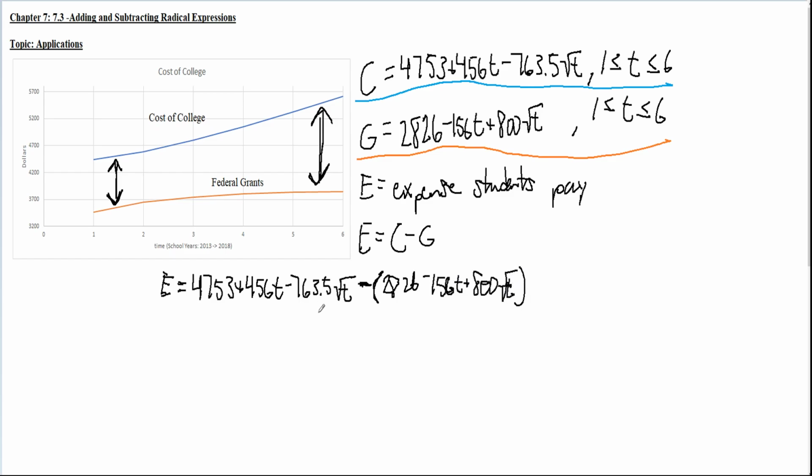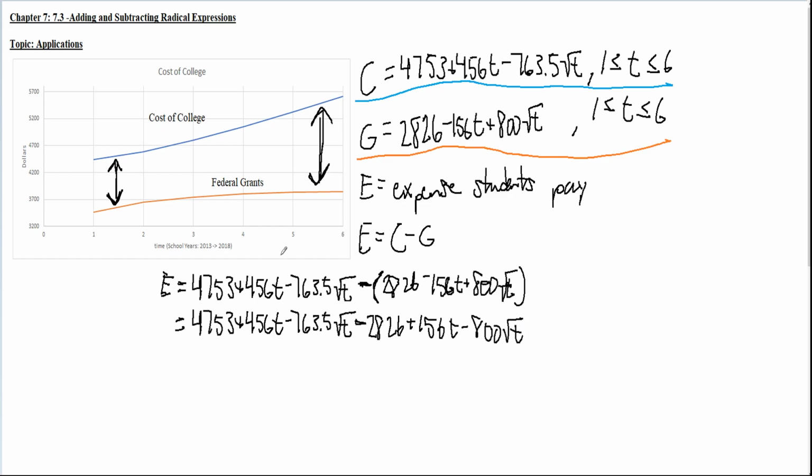Okay, so what I can do now is just distribute the negative sign. To save some time, I'm going to copy this and then paste it and drag it down. There we go. Let me change this back so I can write. And so we have minus 2026 plus 156 T, and then minus 800 square root T, okay?